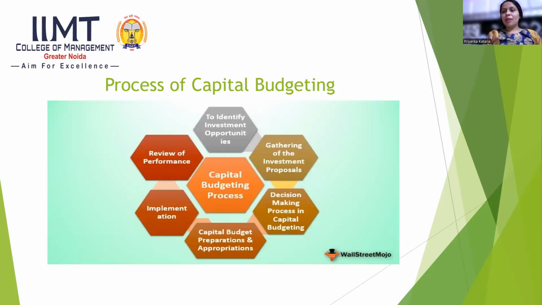Look at the process of capital budgeting. What are the steps that we have to follow in capital budgeting? Firstly, to identify investment opportunities. Second, we have to gather the investment proposals. Then we would have the various investment proposals. Third, we have to take the decision-making process in capital budgeting. Fourth is capital budget preparation and appropriations. Then we will implement those decisions and then review the performance.